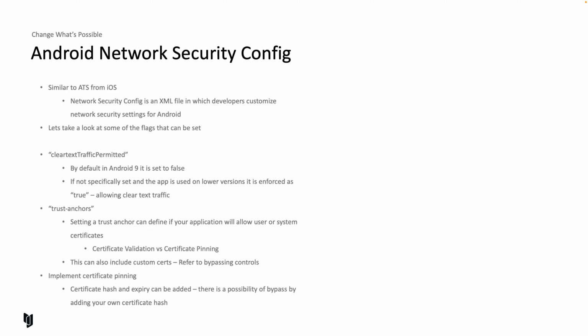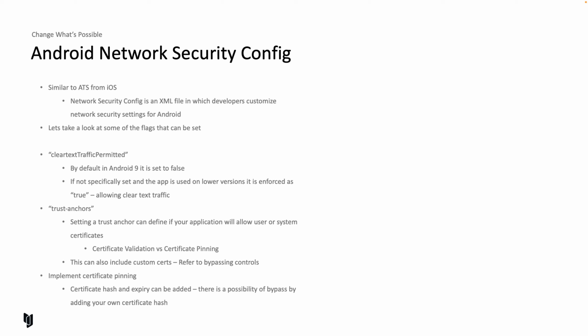One, cleartext traffic permitted is by default in Android 9 set to false. If not specifically set, the app being used on lower versions is enforced as true. So if you are running on an older version and that is not specifically set, it will actually be set to true and you will allow HTTP traffic within your application. So kind of a key thing to look at. This file can just be pulled from the binary. You can go take a look, see what's in there.